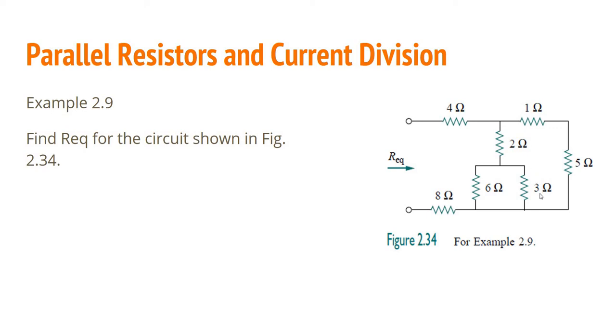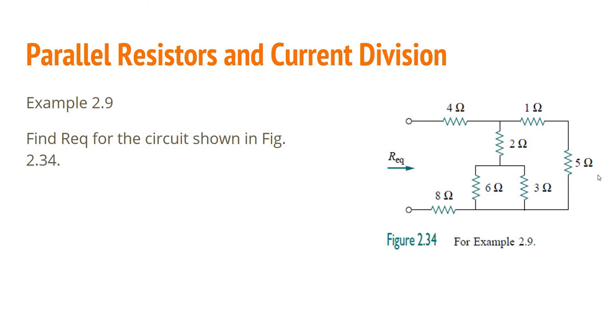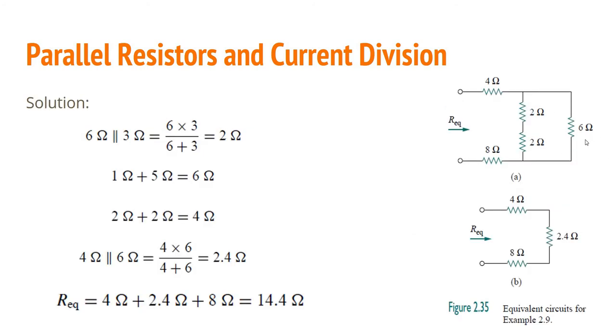And then the 3 ohms and 6 ohms are connected in parallel. Meaning, you can solve it using the parallel equivalent resistance formula, which is 1 over 3 plus 1 over 6, or using conductance. Okay, let's proceed to the solution. Earlier I discussed the 1 ohm, which is in series with 5 ohms, so it becomes 6 ohms.